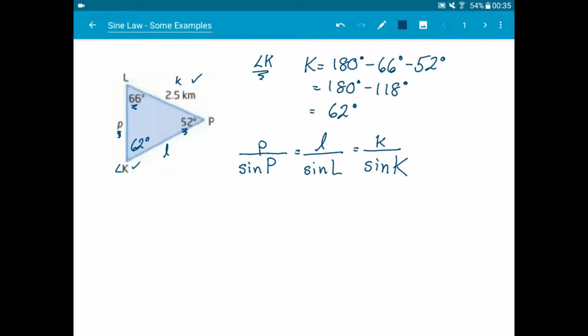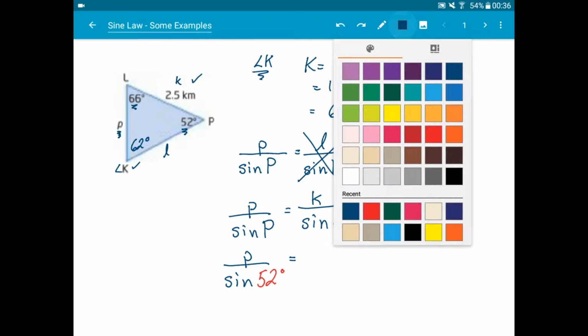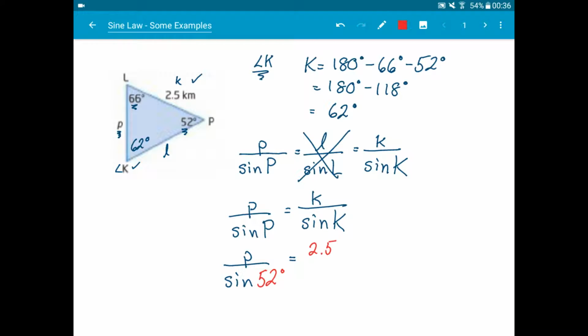Now we have to decide which two we're going to use. Well, we don't really have enough information about L. We don't have a match, so we're not going to use L. We can simplify this law to just P over sine P is equal to K over sine K. Now we're just going to make our substitutions. So we have P over sine 52 degrees, because that's the value of the angle P, is equal to side K, which is 2.5, over sine of the angle K, which we just solved for, which is 62 degrees.